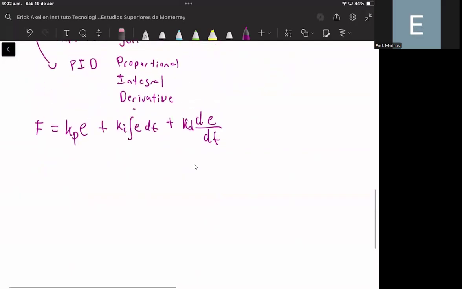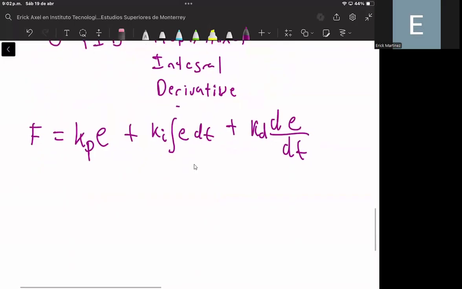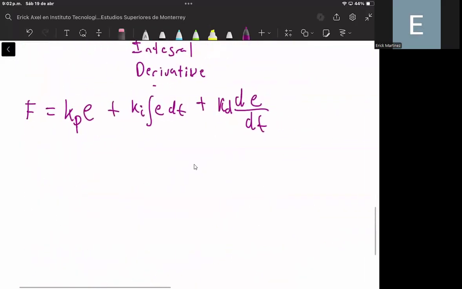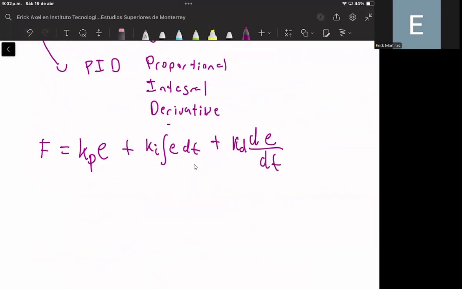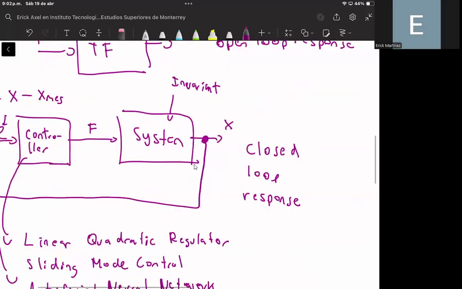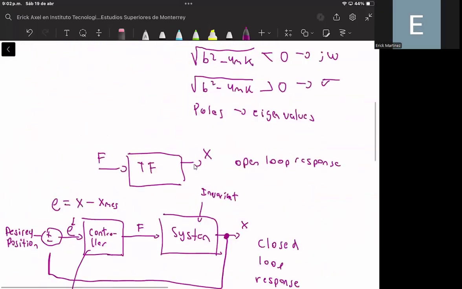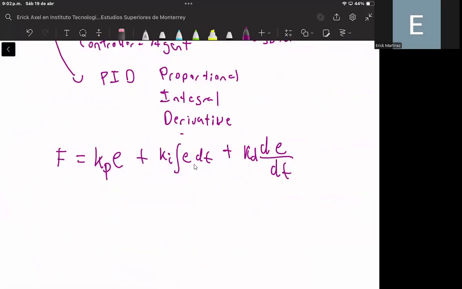With this information, we can compute the force that we need to apply to the system. In a following video, I will explain how we can use Simulink to first program this controller by considering the dynamics of the system. In particular, I will be analyzing this spring mass damper system that we analyzed in the previous video or in the previous class.